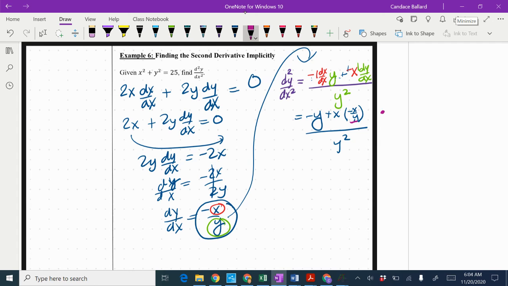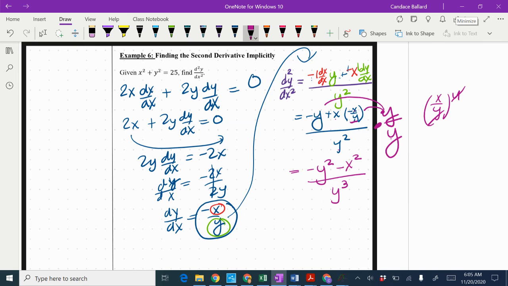So to get rid of it, I'm going to multiply the entire thing by y over y. So that means I'm going to distribute this through here. So that would be equal negative y squared. X times negative x would be negative x squared. And then in this piece of it, the y's would cancel. So that's what we wanted to happen. All over y squared times y, which would be y cubed.